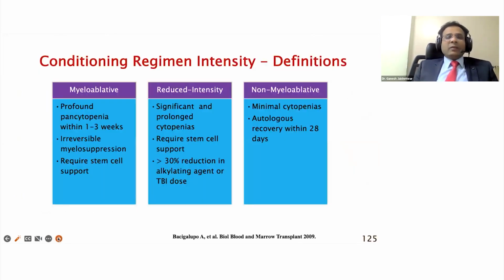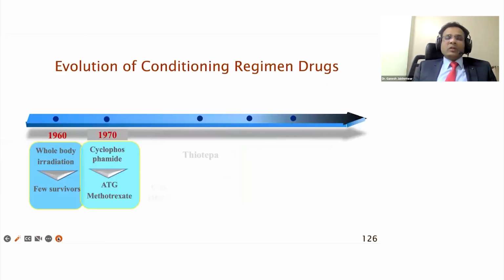And this depends upon the intensity of the conditioning. It can be myeloablative, where it leads to profound pancytopenia within 1 to 3 weeks, and this pancytopenia is irreversible without stem cell rescue. Whereas reduced intensity conditioning leads to significant cytopenia, does require stem cell rescue, but there is more than 30% reduction in the doses of either chemotherapy or radiation used in the conditioning. Whereas non-myeloablative is minimally myelosuppressive.